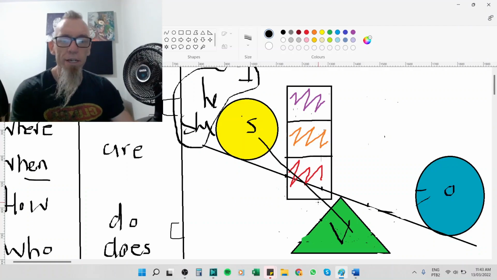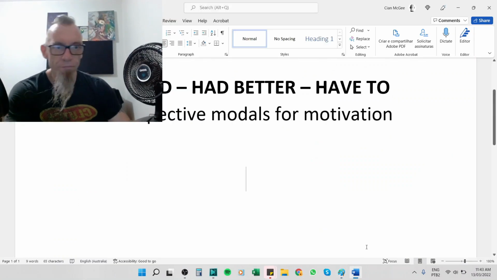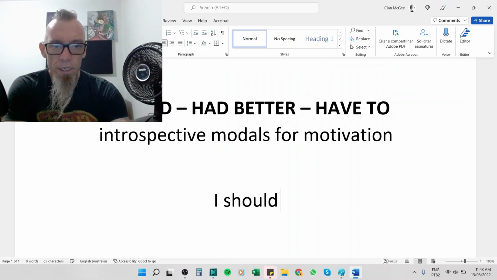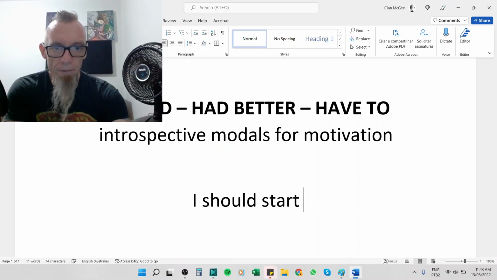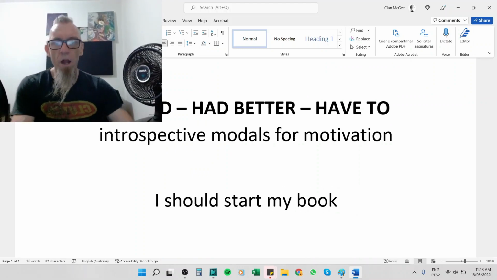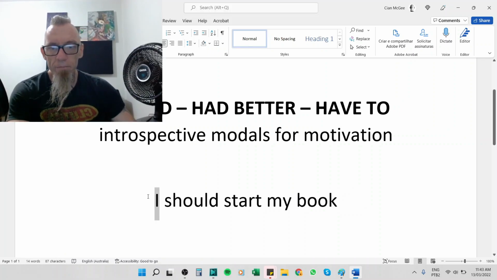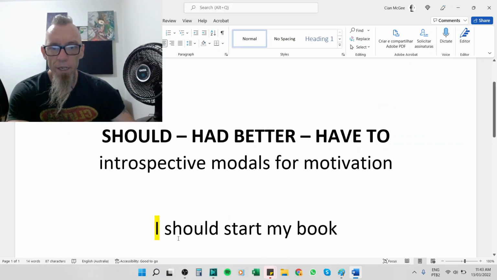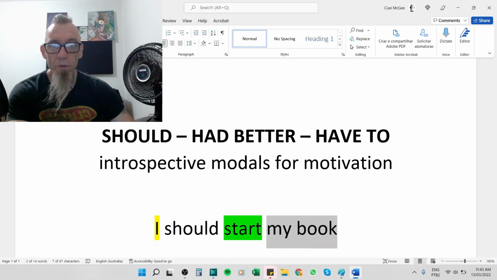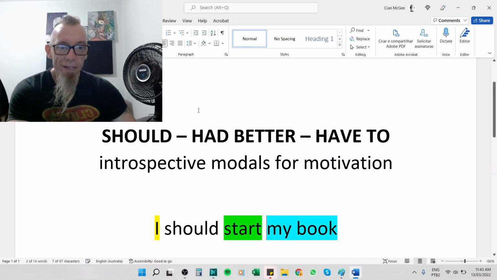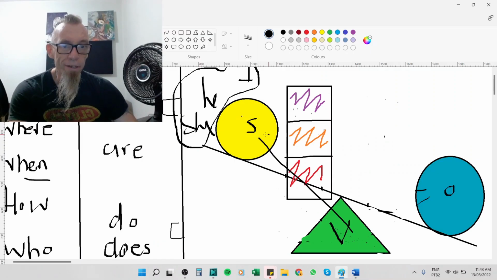So with should, let's look at a simple sentence here. I should start my book. All right, so we'll pull it down. We have our subject, of course. We have our verb. And we have our object. That's it. My 1, 2, 3. That's all that matters. That's the only thing that's important in our sentence, is there is some protagonist who is manipulating an object.